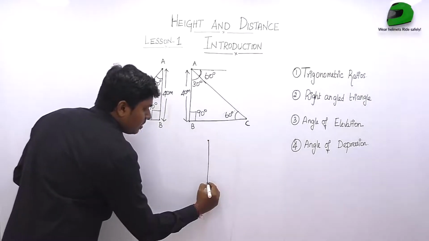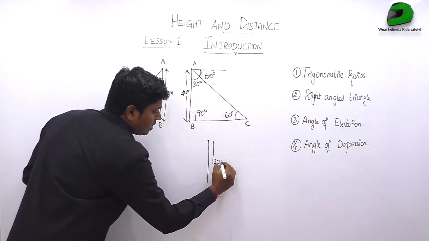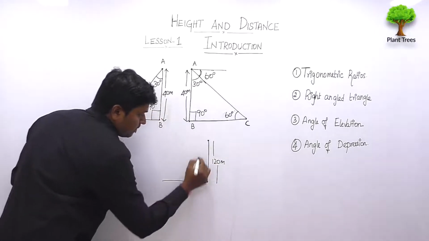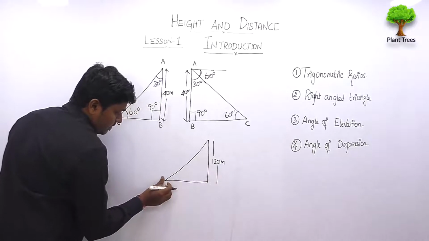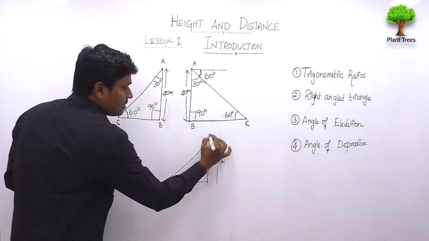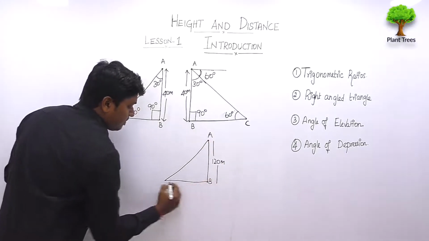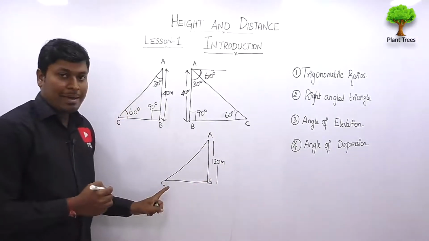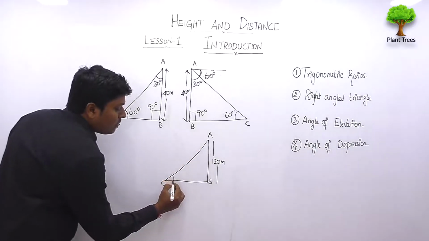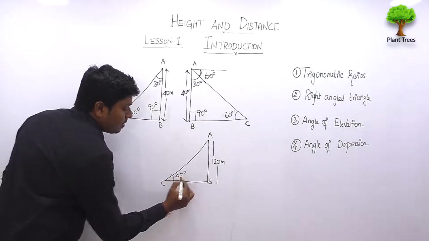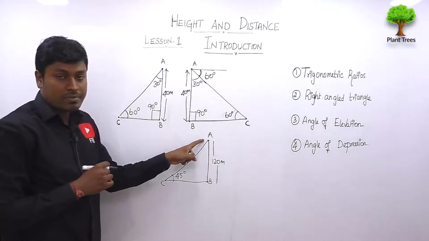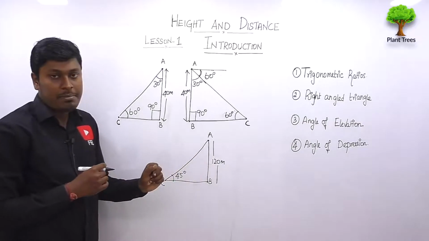Assume that A and B, which is 120 meters, is the height. Then C. Yes, listen carefully, friends. For an example, I have drawn this diagram. Assume that this is A, B and C. At point C, a man is standing and looking at the top of the tower with an angle of 45 degrees. Right? Got it? So a man is standing at point C and he is looking at the top of the tower, and the tower height is 120 meters.